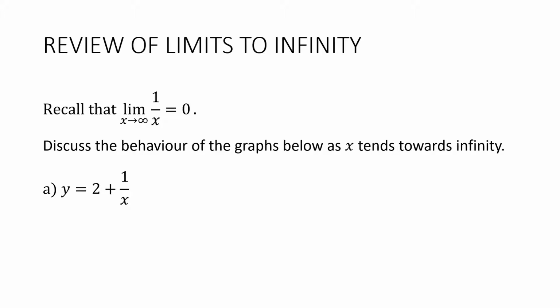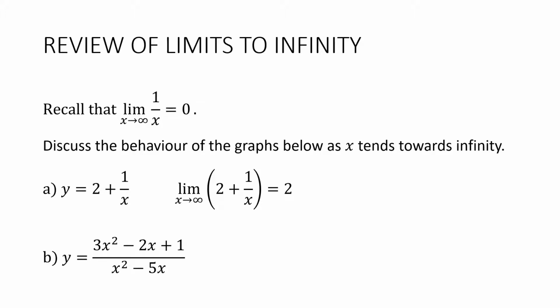A, y is equal to 2 plus 1 on x. Okay, so the correct way to write this is to do the limit as x approaches infinity of 2 plus 1 on x. Now, as I just said before, this here is going to tend towards 0. So the limit of this whole function as x approaches infinity is going to be 2.